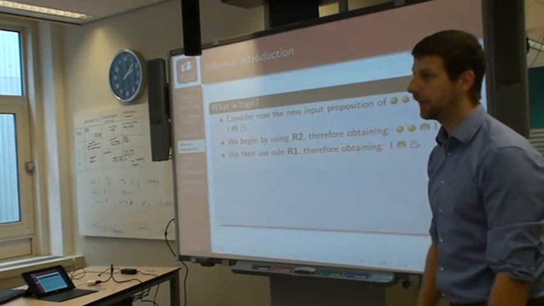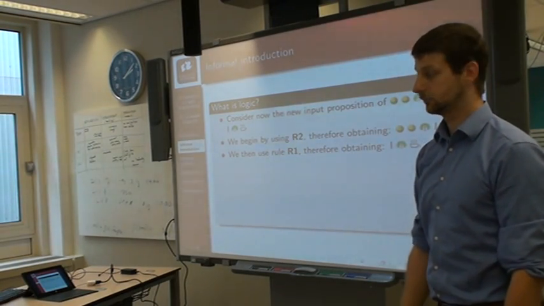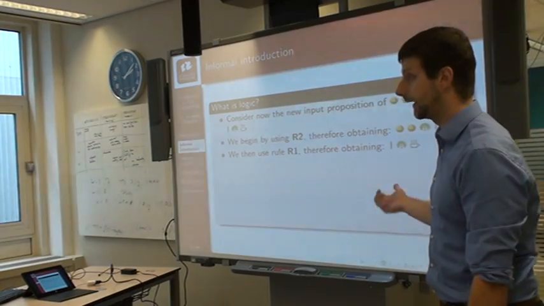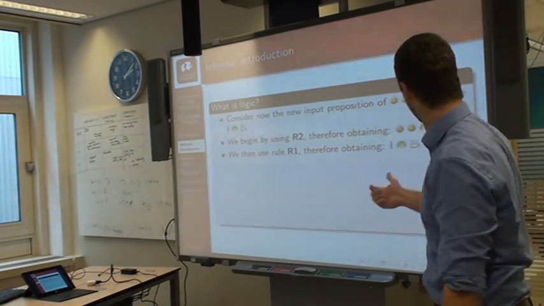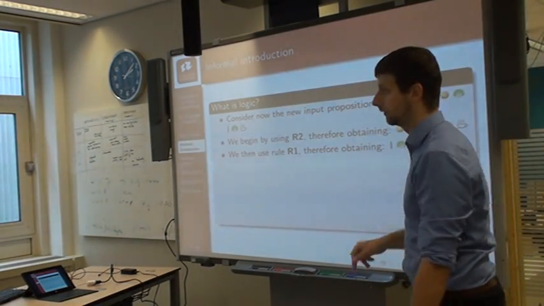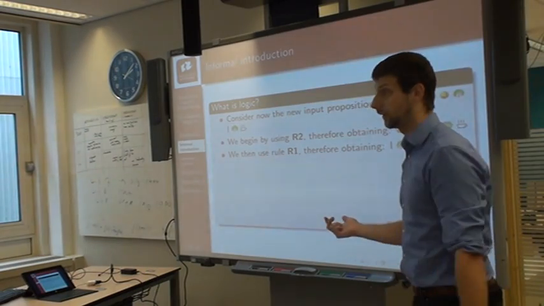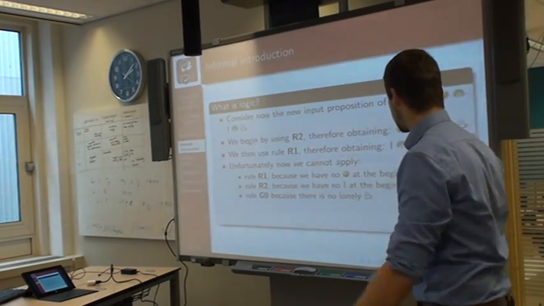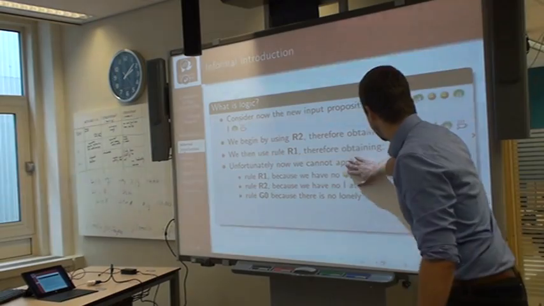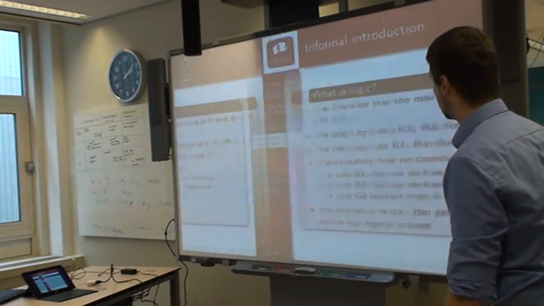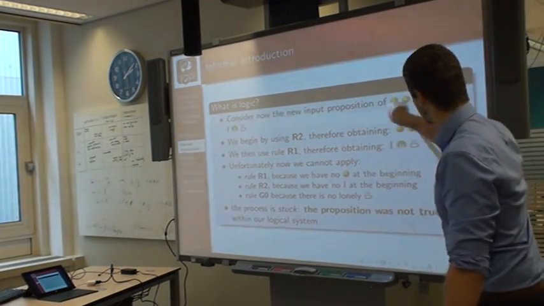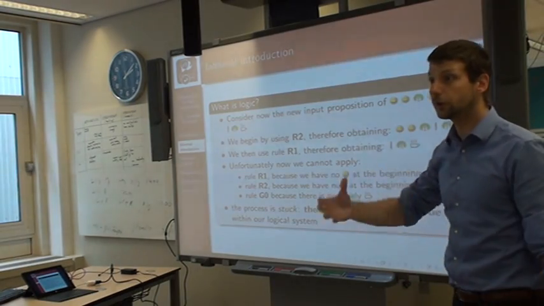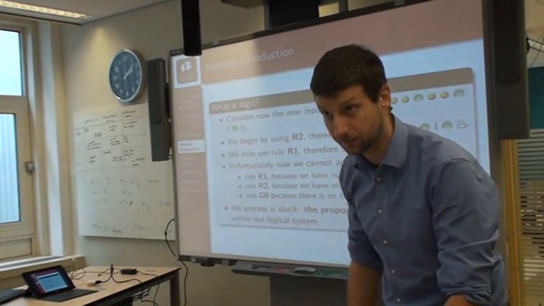And now, can we apply any rules? We have no coffee directly, so we're not done. We have no candle, candle 3, because we have candle 3. And we have no smiley, smiley 3. You see? We are stuck. We cannot apply any of our 3 rules. So, this proposition was a false proposition. It is a not acceptable proposition in our system. Okay?